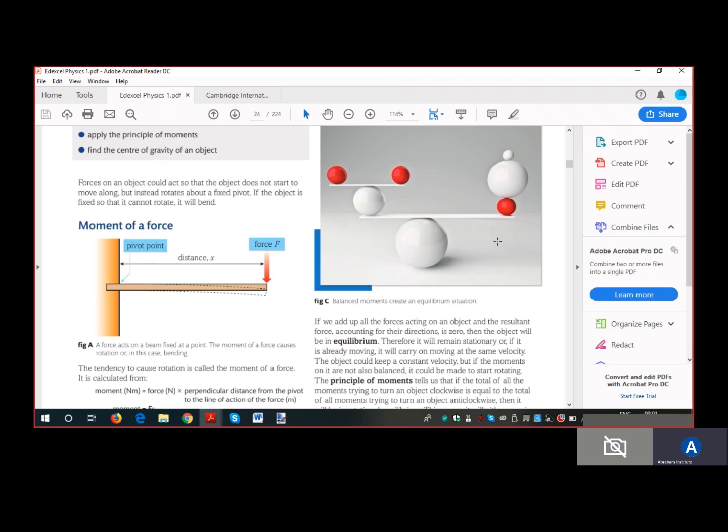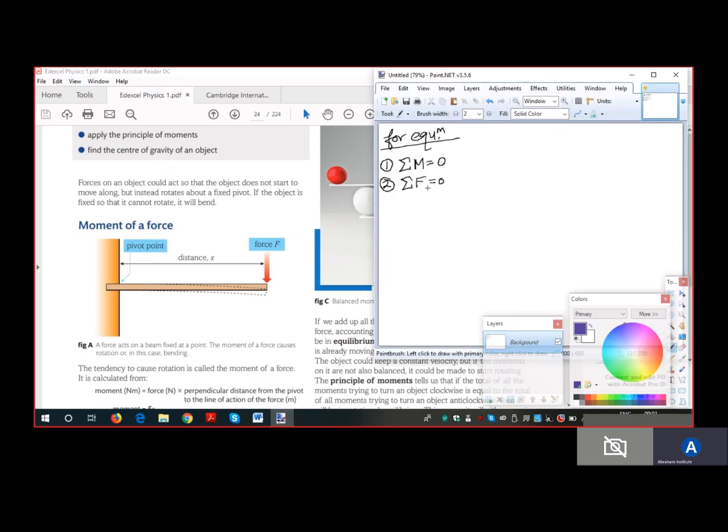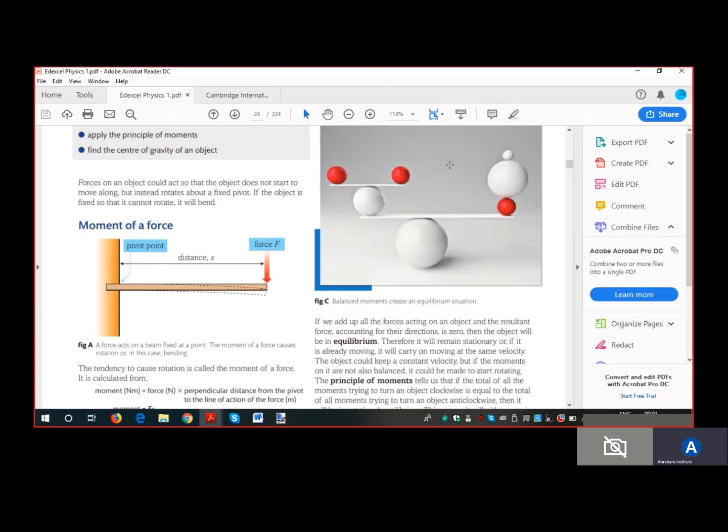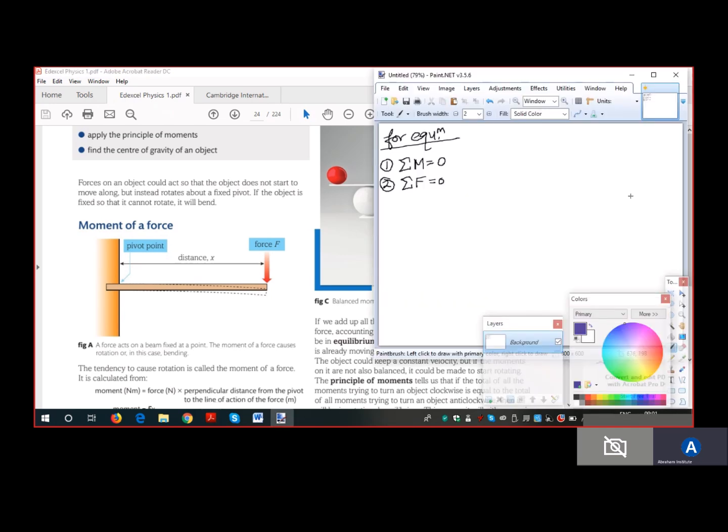All right, so the clockwise moments should equal the anti-clockwise moments, and the total forces upwards should be equal to the total forces in the downward direction on the plank. So over here I can draw a free body force diagram to indicate this. A free body force diagram for an object is a diagram showing only the forces acting on that particular body.